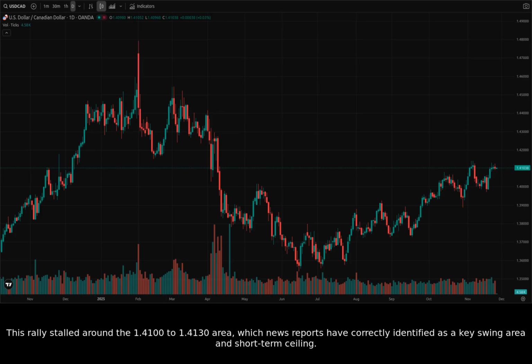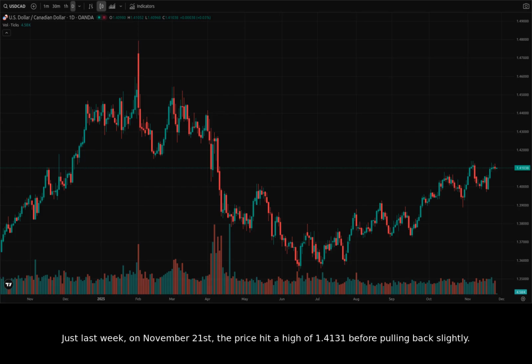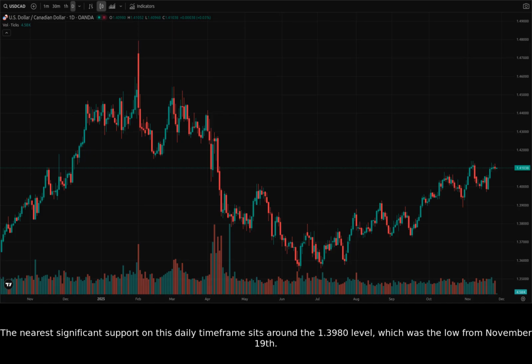This rally stalled around the 1.4100 to 1.4130 area, which news reports have correctly identified as a key swing area and short-term ceiling. Just last week, on November 21st, the price hit a high of 1.4131 before pulling back slightly. We are currently consolidating right below this critical resistance zone. The nearest significant support on this daily timeframe sits around the 1.3980 level, which was the low from November 19th.